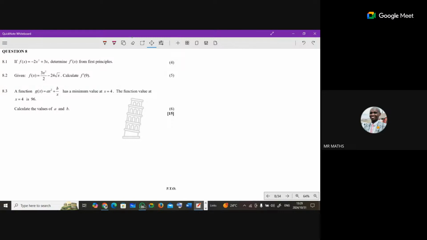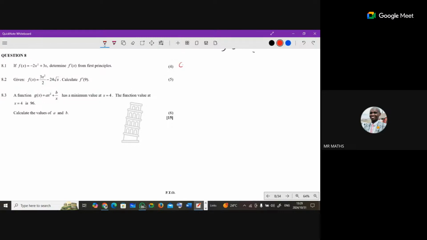First principle is you limit. We limit what? We limit h to 0. We limit h as it approaches 0 on f of x plus h minus f of x, all over h.